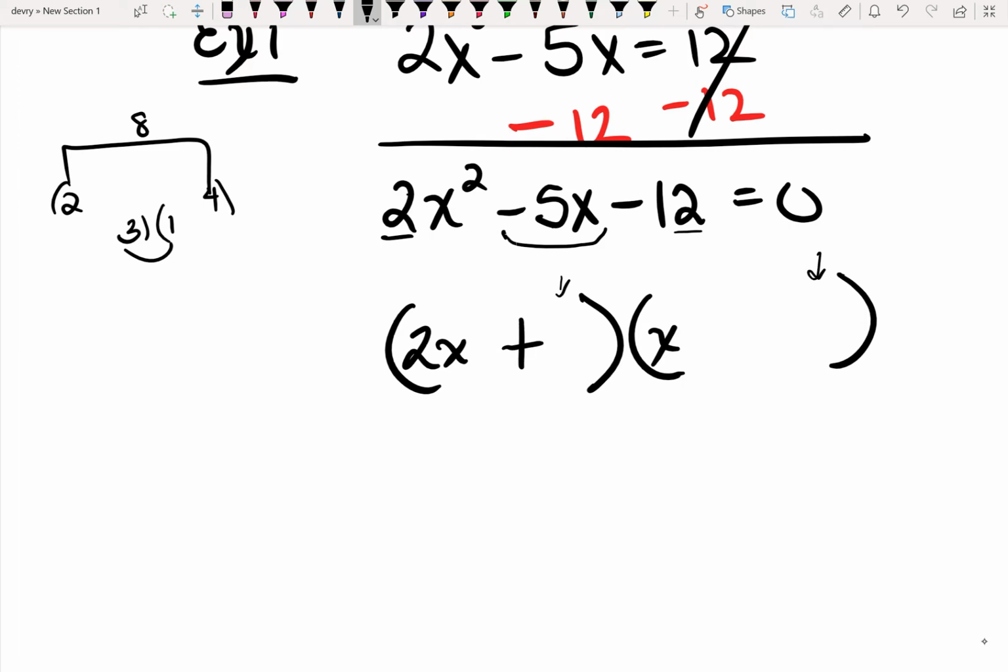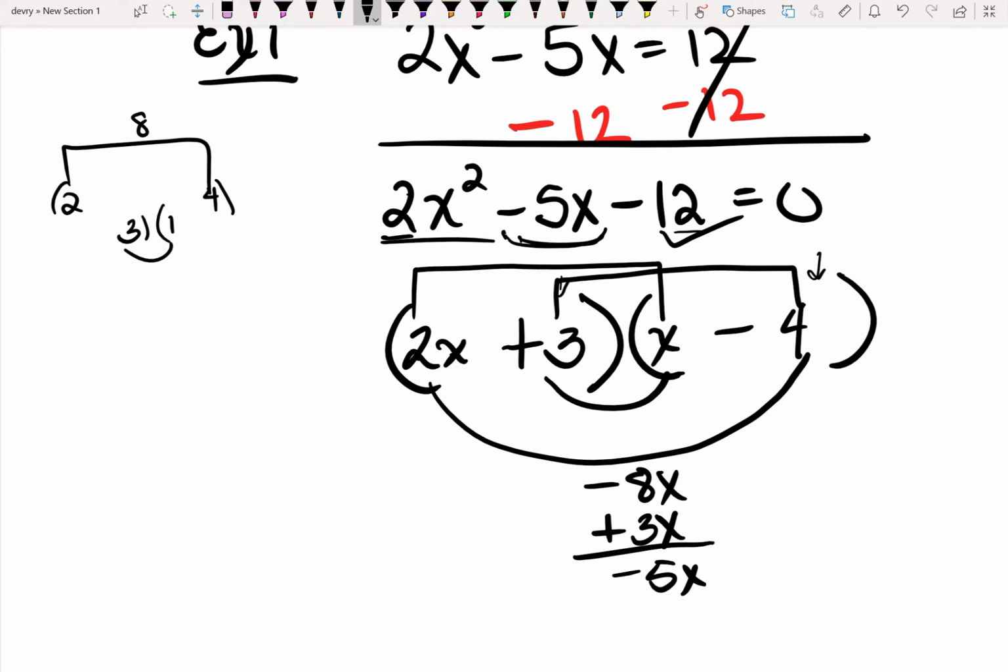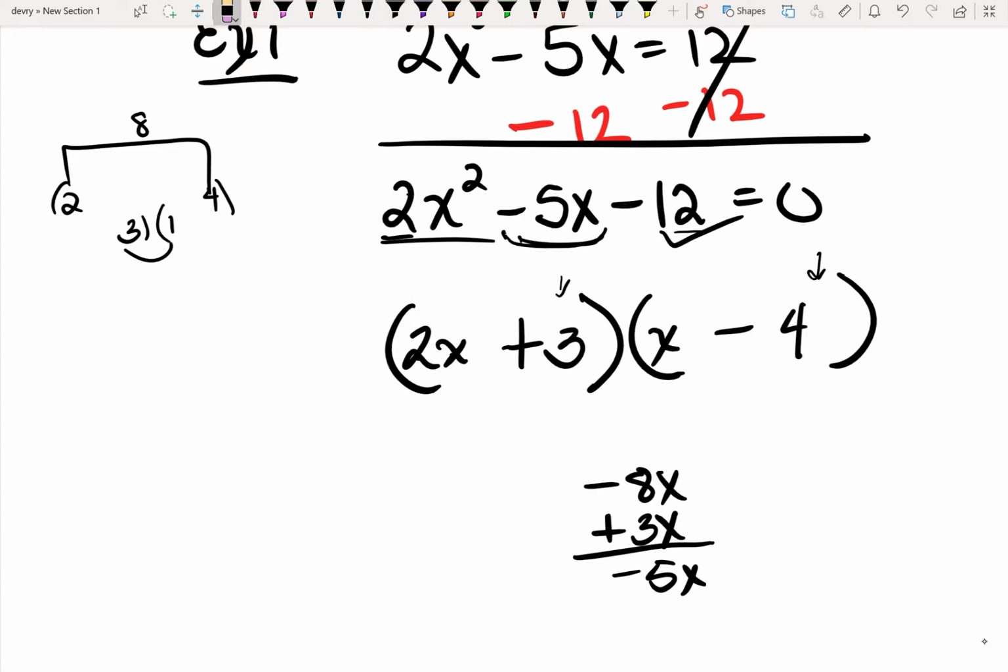But now the signs. Obviously this has to be the plus, and this has to be the negative, because the outer term is going to give me negative 8x, and the inner term is going to give me positive 3x. So negative 8x plus 3x gives me the negative 5x I'm looking for. The negative 12 I obtained from positive 3 times negative 4, so that checks out. And 2x times positive x is also checking out, so we're good. So we have these two factors right now, and we just need to set them to 0.